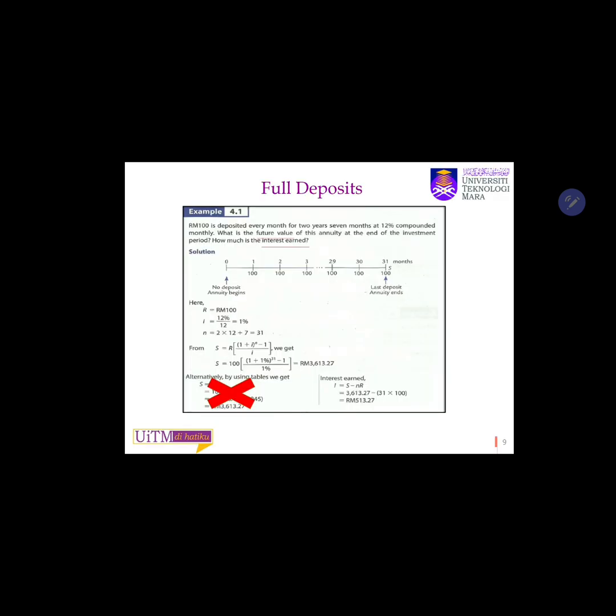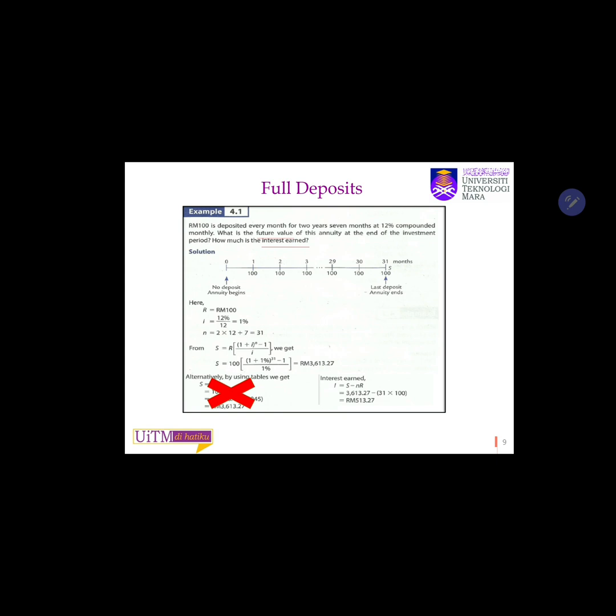Okay, so we have one example here. 100 ringgit is deposited every month for 2 years, 7 months at 12% compounded monthly. What is the future value? Okay, dia nak tanya future value. And how much is the interest earned? Future value means S. Okay, you want to find your S.